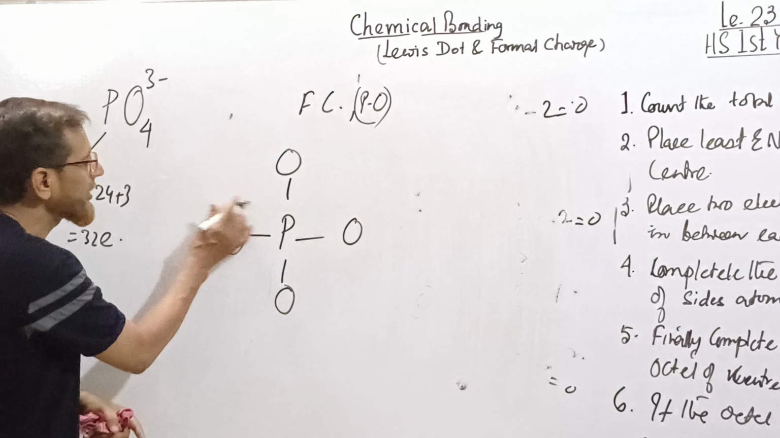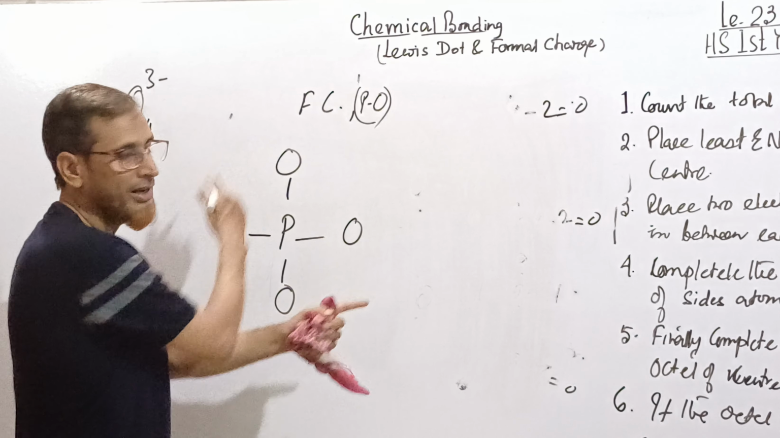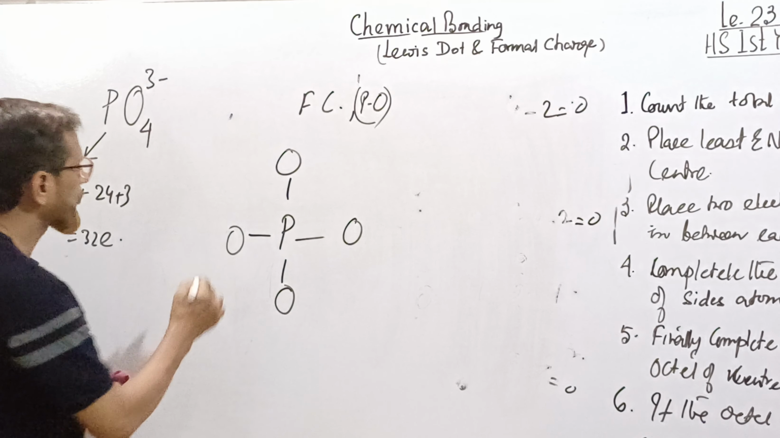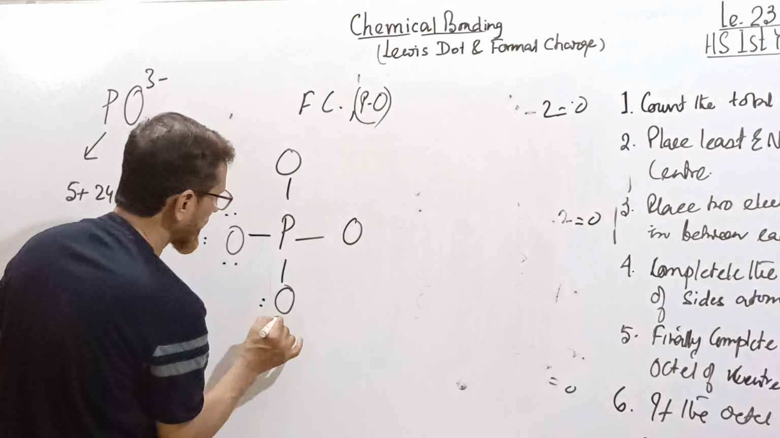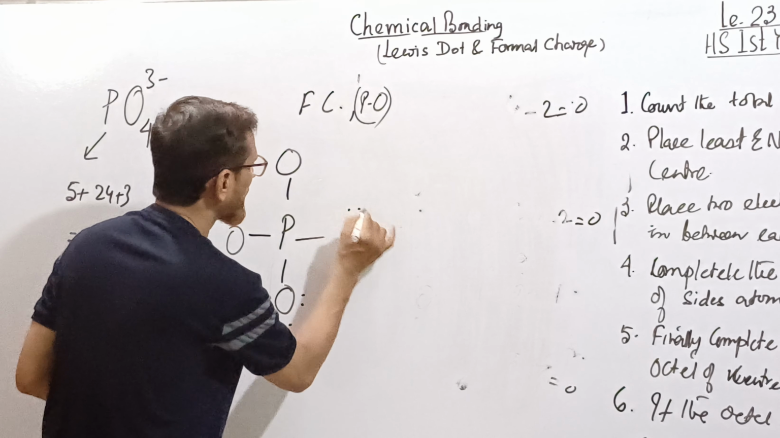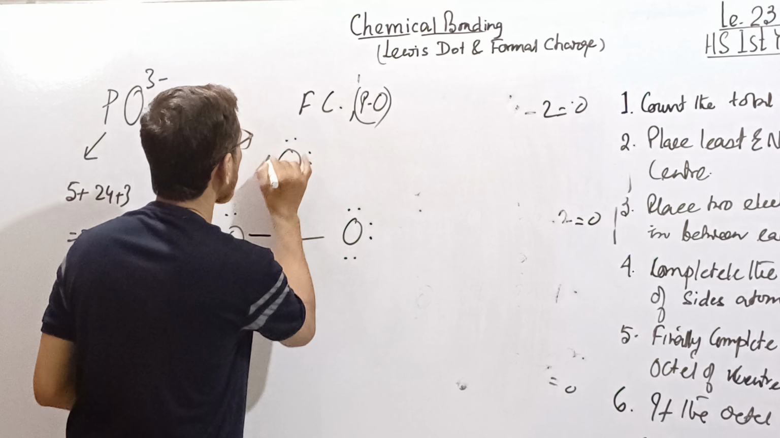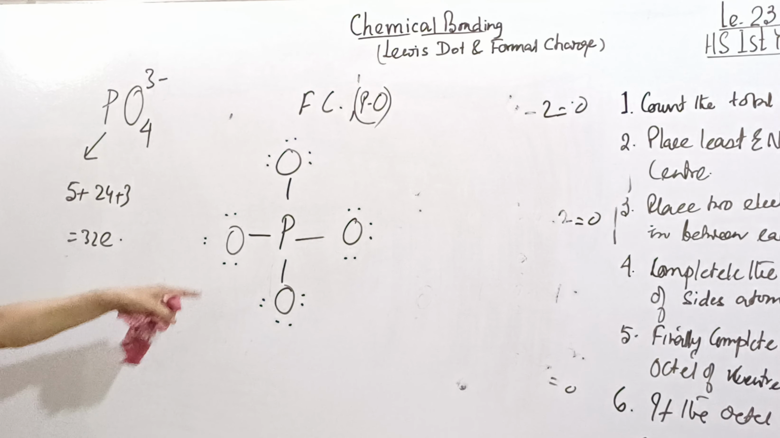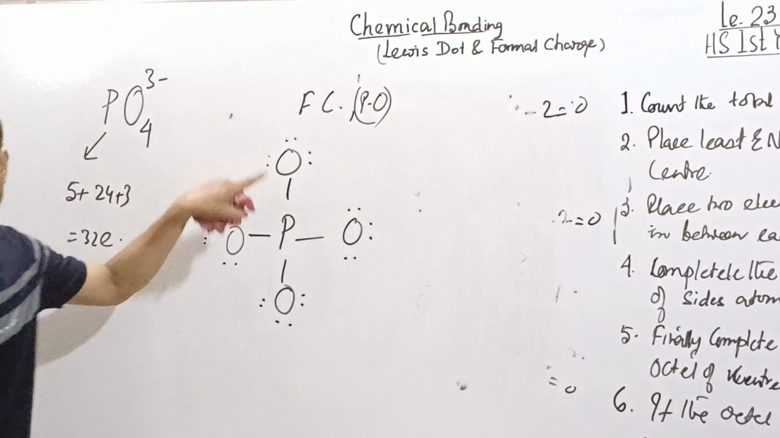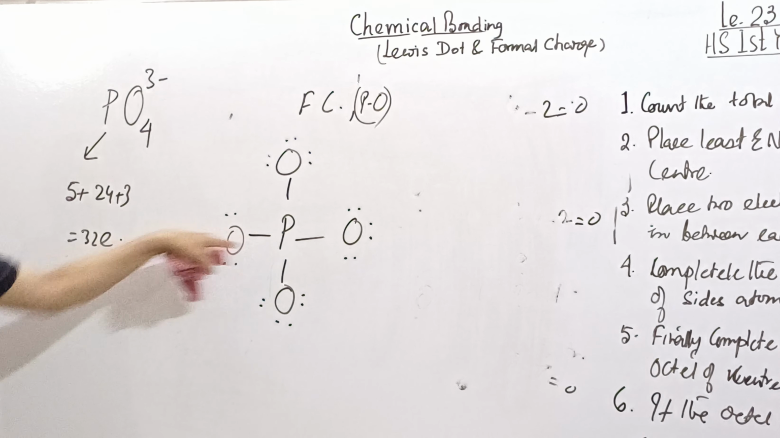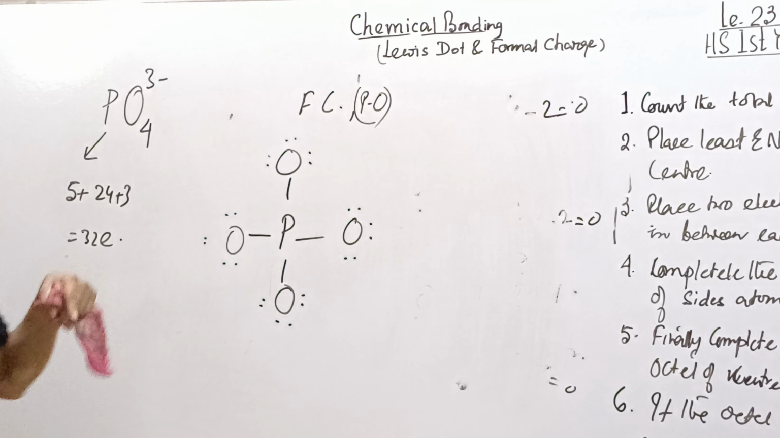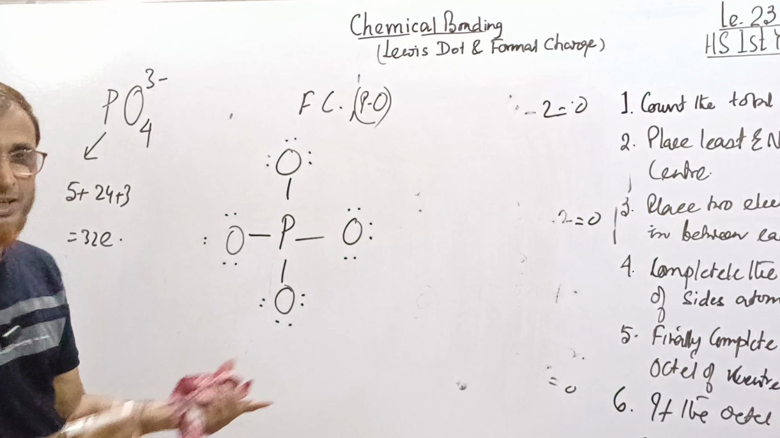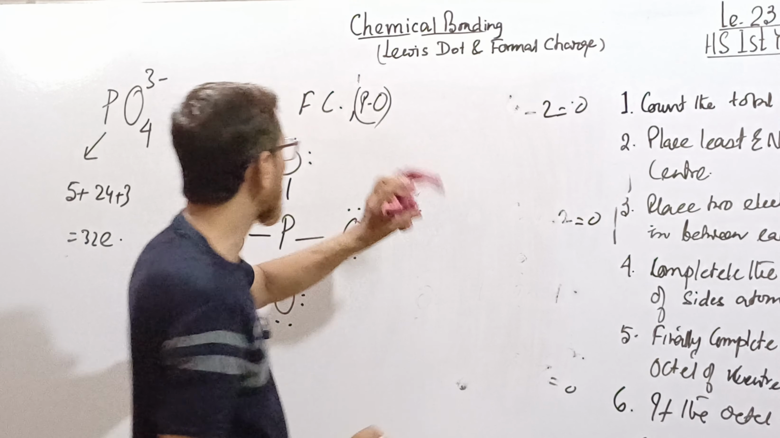Let us start satisfying the octet of each individual oxygen. Am I right? So 1 2 3 4 5 6, 1 2 3 4 5 6, 1 2 3 4 5 6, 1 2 3 4 5 6. You see, each of the 1 2 3 4 contains 8 electrons. 4 times 8 is 32 electrons, which has been satisfied. Is this a good structure? Certainly not. Let us take the help of the formal charge formula.